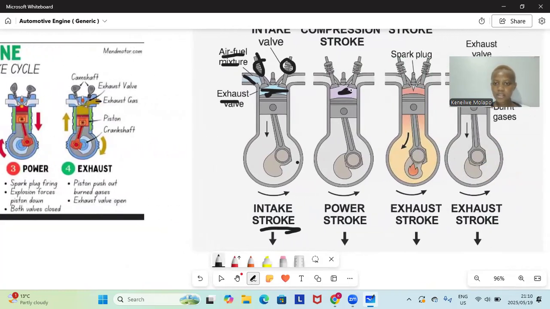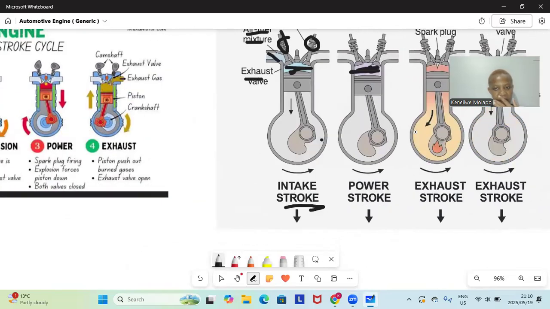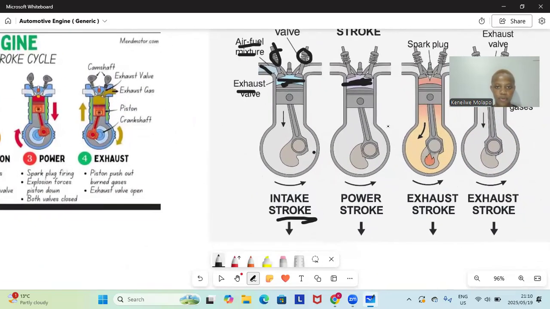So the air plus fuel mixture here is compressed. So let's go to this one. I was giving an example for compression, so let me give you an example for power, a power stroke.